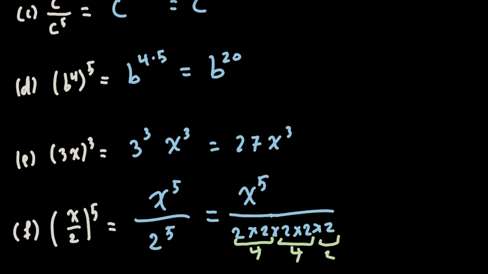So 4 multiplied by 4, it's 16. Multiplied by 2, it's 32. So let me just write it here. So x to the power 5 over 32. Or you can just say 4 multiplied by 2, that would be 8. 8 multiplied by 4, it's 32.